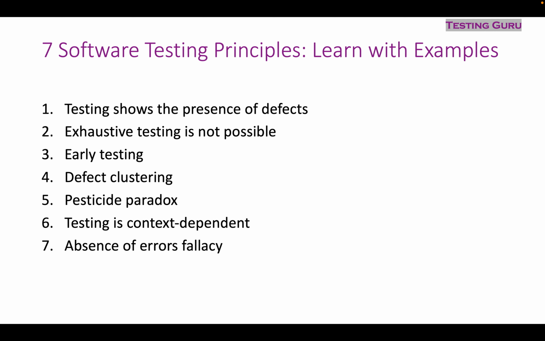The pesticide paradox is like the repetitive use of the same pesticide mix to eradicate insects during farming, which over time leads to the insects developing a resistance to the pesticide, making the pesticide ineffective on the insects. The same applies to software testing. If the same tests are repeatedly run against the product, the methods will be useless for discovering new defects. To overcome this, test cases need to be regularly reviewed and revised.